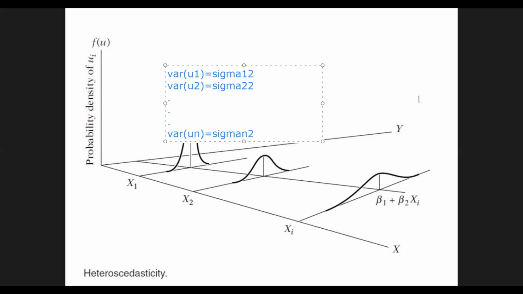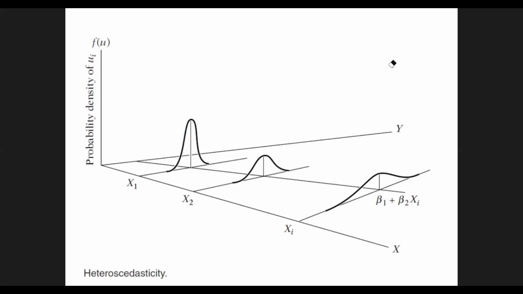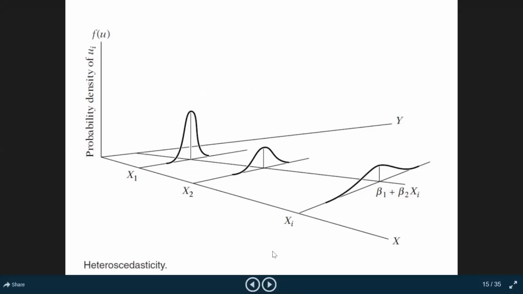So in this case, variances of u1, u2 and un will not be the same, but they will be different. Variance of u1 is sigma 1 square, variance of u2 is sigma 2 square, and variance of un is sigma n square. And this is technically known as heteroscedasticity. It can also be seen from this figure.